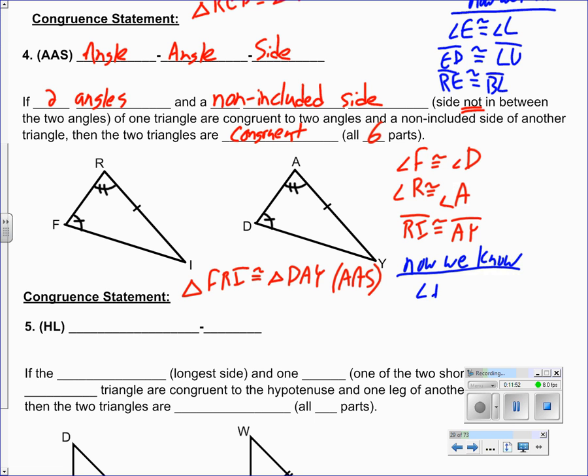So we know that angle I is congruent to angle Y. We know that side DY is congruent to side FI. And we know side AD is congruent to side RF. So just by checking those 3 pieces that fall in particular order, we know that all 6 pieces of the triangles are congruent.